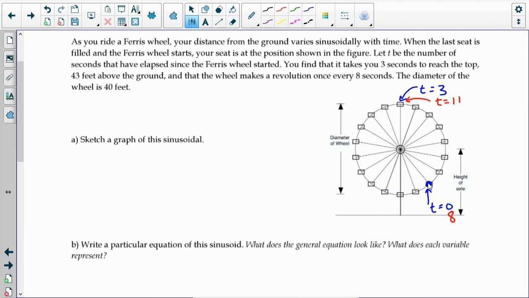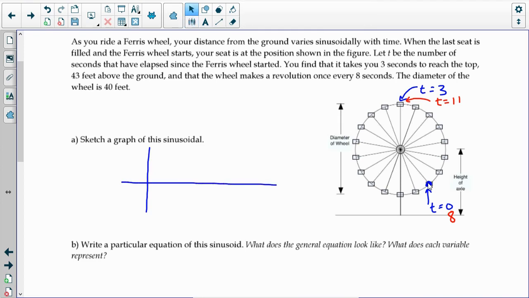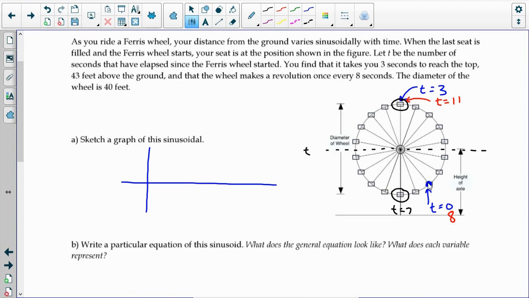So that's really going to help us a little bit more with the problem, because if I want to graph this, what I'm probably going to want to think is, okay, I'm at the top at 3 seconds. I'm going to be at the bottom at 7 seconds, which means I'm going to be directly in the middle on the left and right at 5 seconds and 9 seconds.